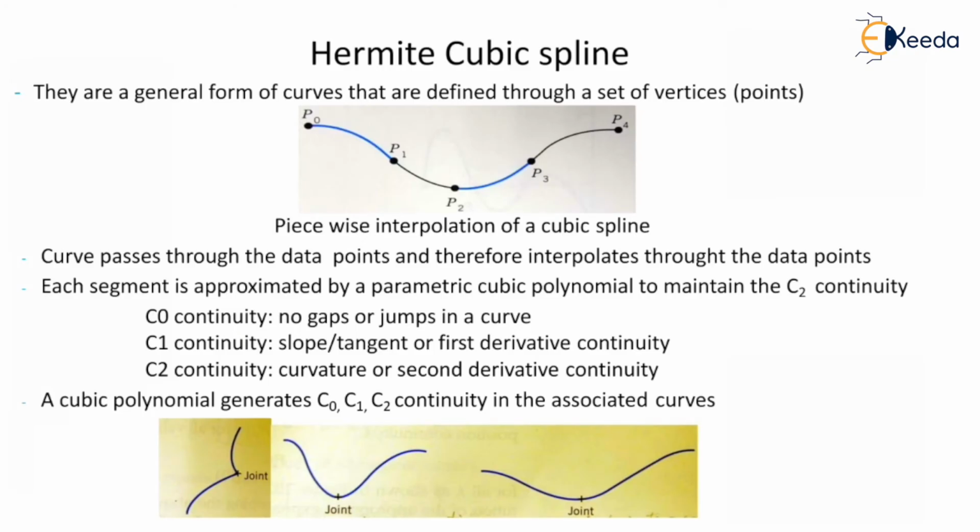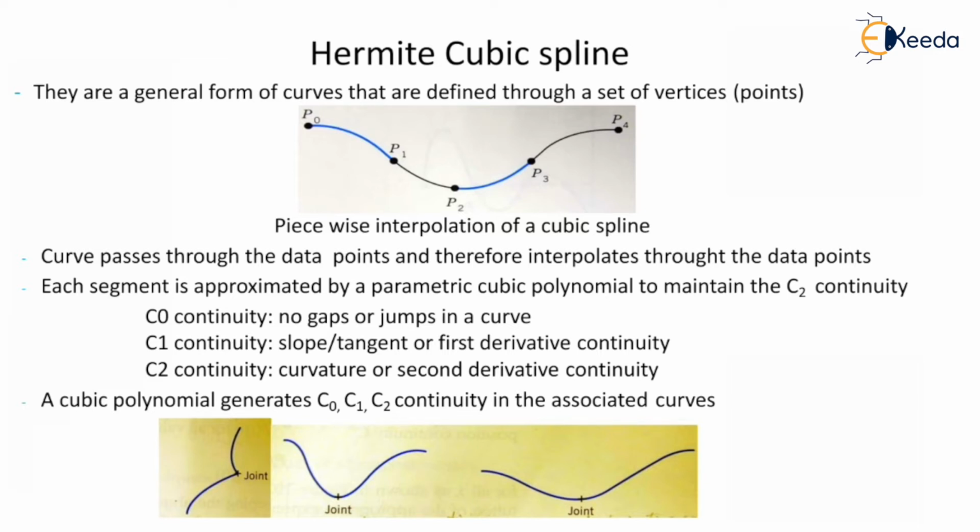Hermite cubic spline. They are the general form of curves that are defined through a set of vertices or points, as shown in the figure. It's a piecewise interpolation of cubic spline. The curve passes through the data points, as shown in figure, and therefore it interpolates through the data points only. That means when you move any data point, the curve will change.